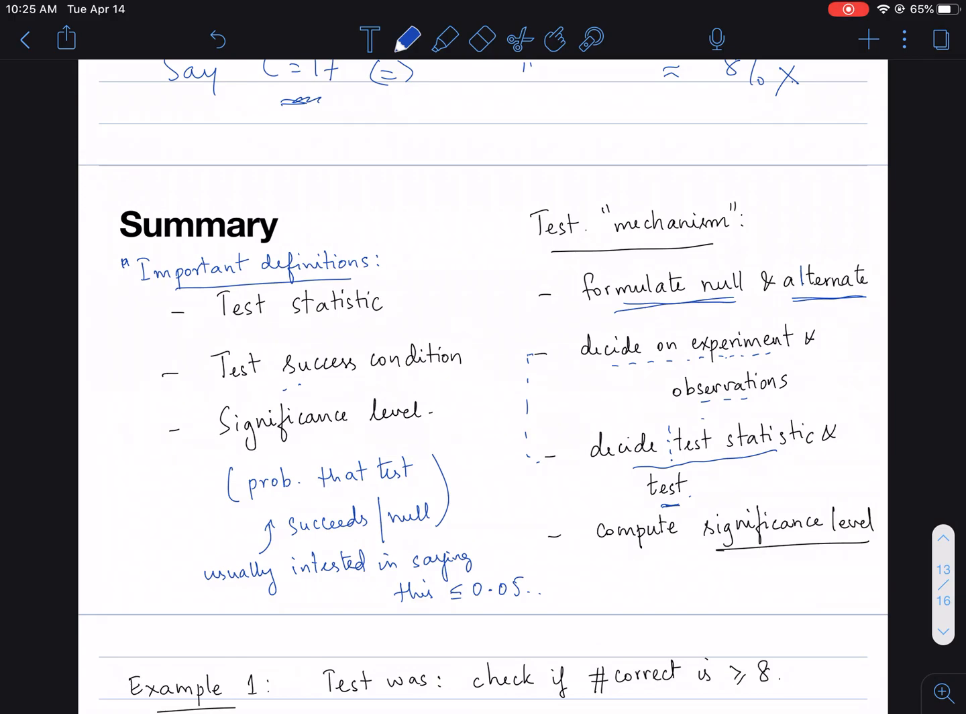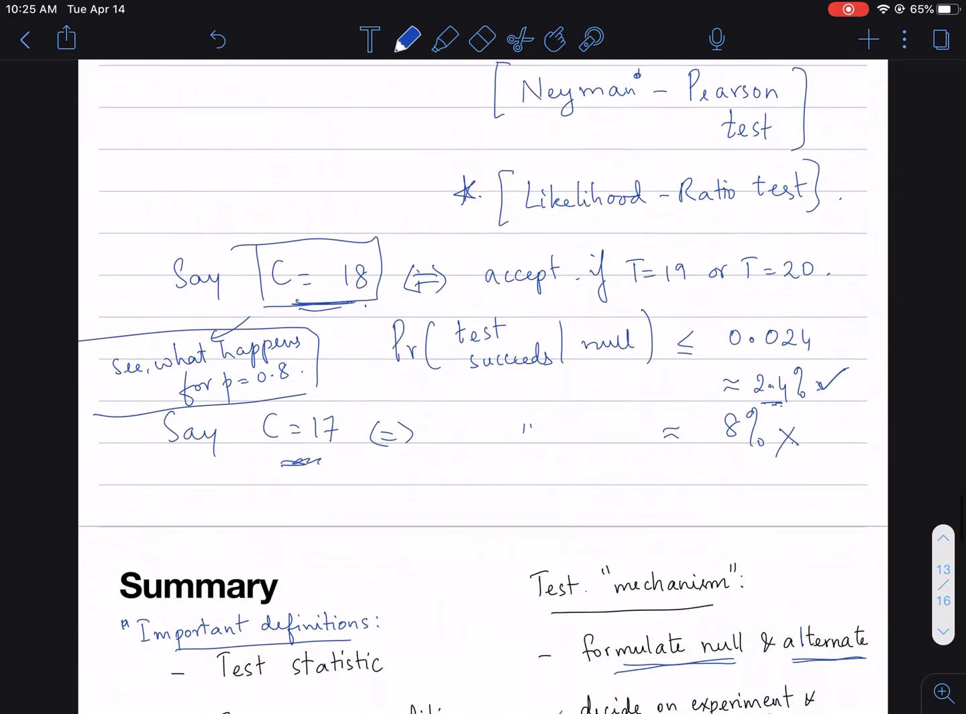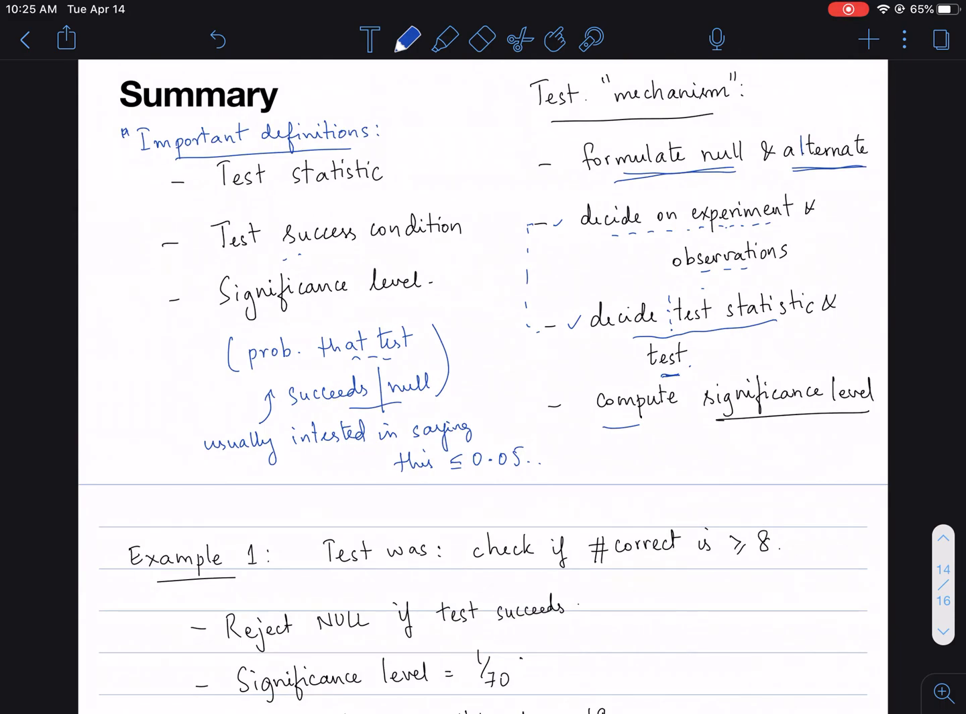Okay, and then the other thing that we can now do is compute the significance level of this test, right? Which is the probability that the test succeeds given the null hypothesis. Deciding on these things allows you to compute this probability, like we did in the coin toss example. And often, based on the significance level that you desire, you may actually go back and decide the test itself. If you remember earlier, in order to actually pick C, we used the calculation that we did over here. Okay, so these are the basic steps that you do in any hypothesis testing problem.